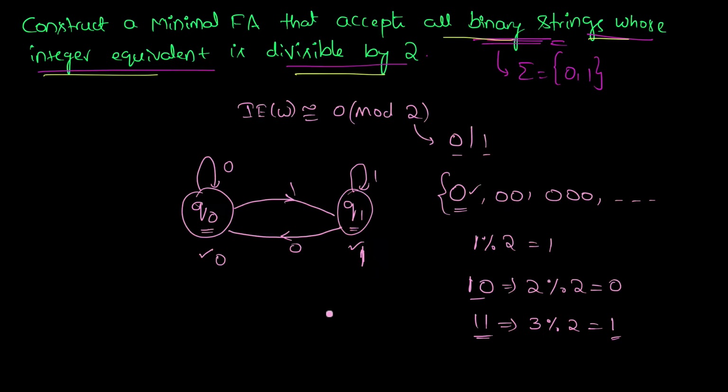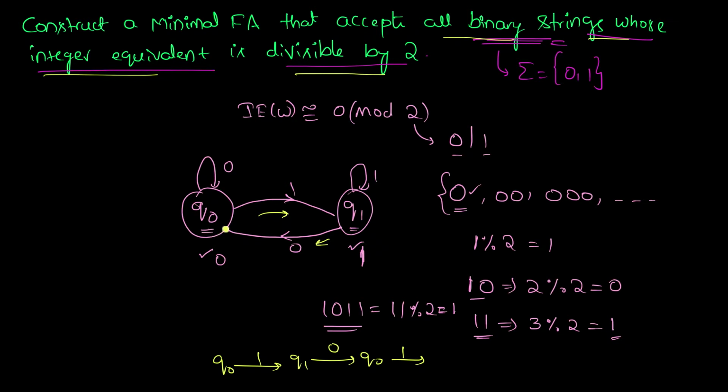If you take any other number like 1011, what is the integer equivalent of 1011? It is 11, right? 11 is not divisible by 2, it leaves a remainder 1. So let's consider how 1011 is parsed with the given DFA. Starting at Q0, on seeing 1, I will go to Q1. From Q1 on seeing 0, I will go to Q0. On seeing 1 at Q0, I will go to Q1.